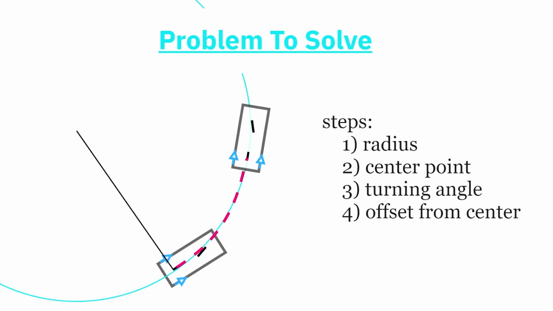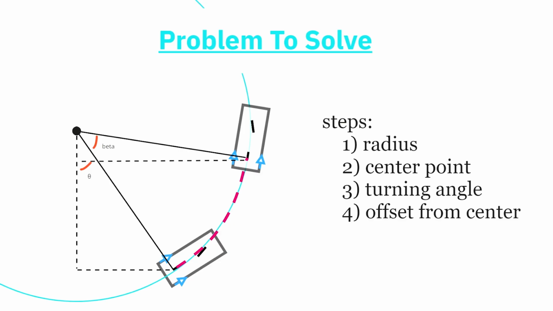First, we will determine the radius to the center of the circle. Then, we will determine the location of the center of the circle using the radius and robot orientation. The center of the circle will serve as our reference point. Using the distance traveled, we will determine the turning angle around the circle. Finally, we will determine the offset using the original orientation and the turning angle.